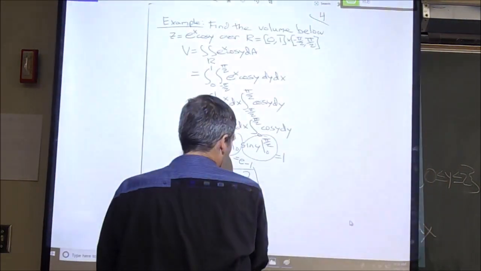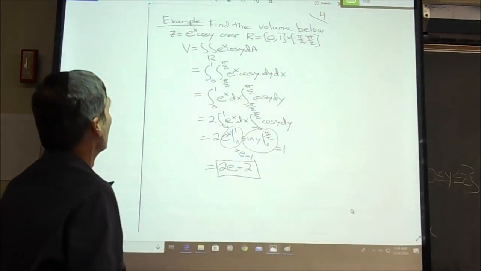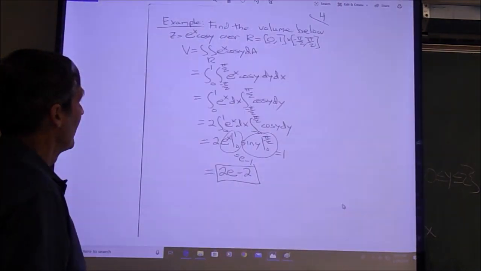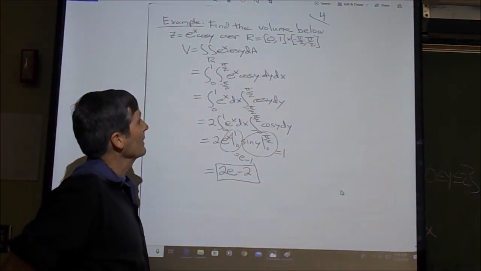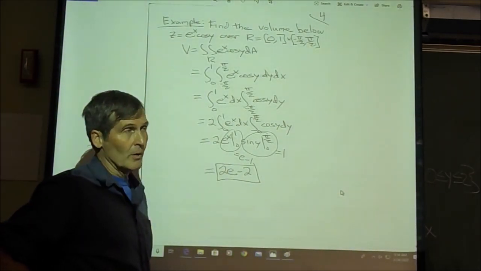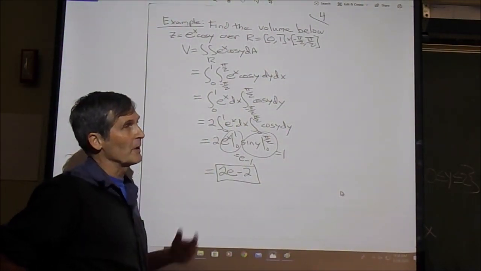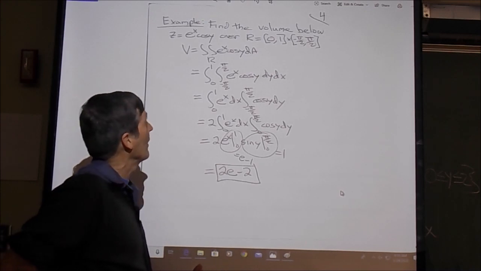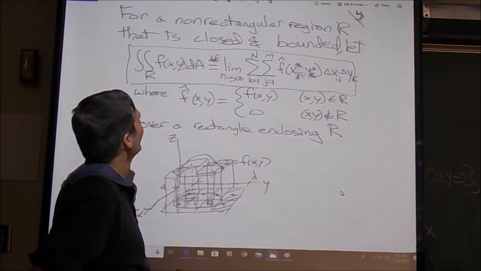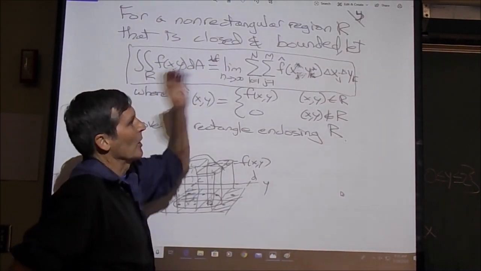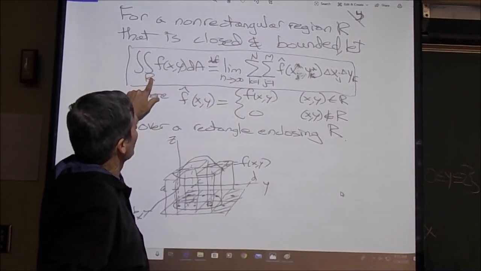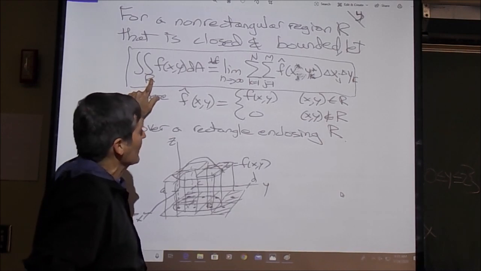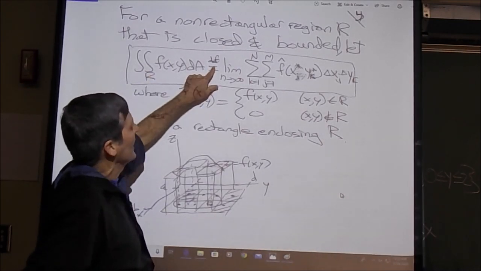Okay, so let's bring this back up now. That's interesting for integrating below a surface over a rectangle. Don't we want to do something more complicated than that, though? We do. For a non-rectangular region R, what are we going to do? A double integral over a region R that's non-rectangular, we're going to define it this way.